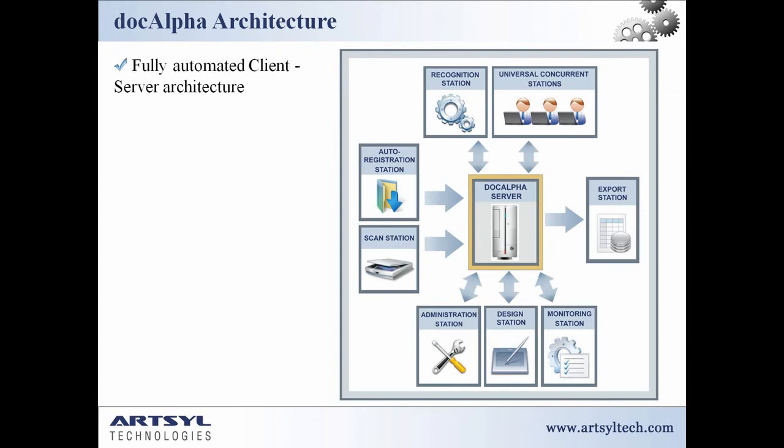I'll spend some time on architecture on this slide, and then we'll be ready for the demo. As I mentioned, docAlpha is a distributed client server, and the server role in this architecture is to centralize the control, the management, the security, and to do the workload balancing between the stations. The station's role is to process the documents. Some stations are user-based, for example, that universal concurrent station, and then some stations are fully automatic, typically run on the server end, such as auto-registration, recognition, or export.